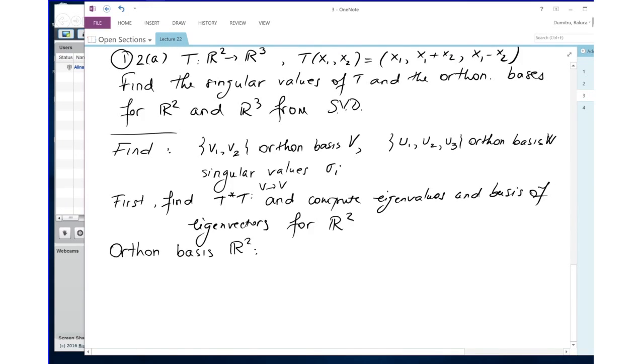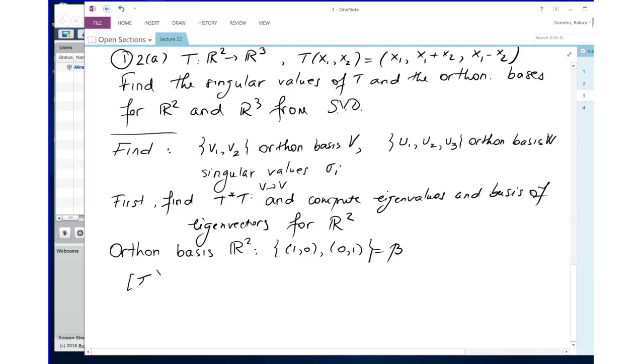Well, just the standard basis, right? The standard basis is orthonormal, so let me start with that. I'm not saying this will be the basis of eigenvectors. I'm not saying this will be V1, V2 from the theorem. I'm just starting with an orthonormal basis for R2 in order to find the eigenvalues of T star T. All right.